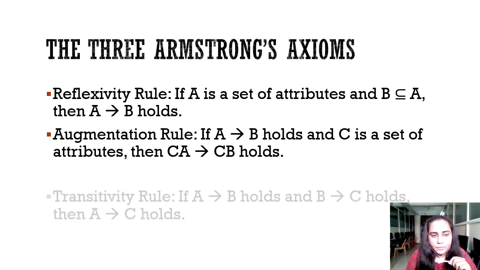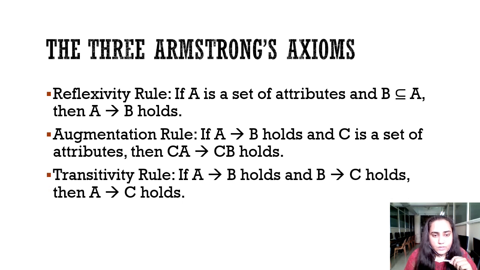So you can augment attributes in this manner. Then you have the transitivity rule, and this is a very popular rule even in mathematics. Most people already know this. If A determines B and B determines C, then A determines C. So we are simply taking this value with this value, and we get A determines C. Now these are the three fundamental rules of Armstrong.